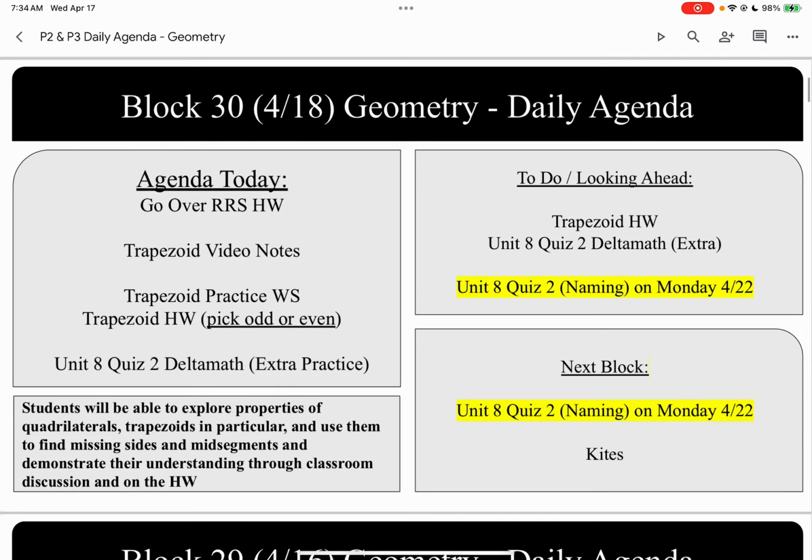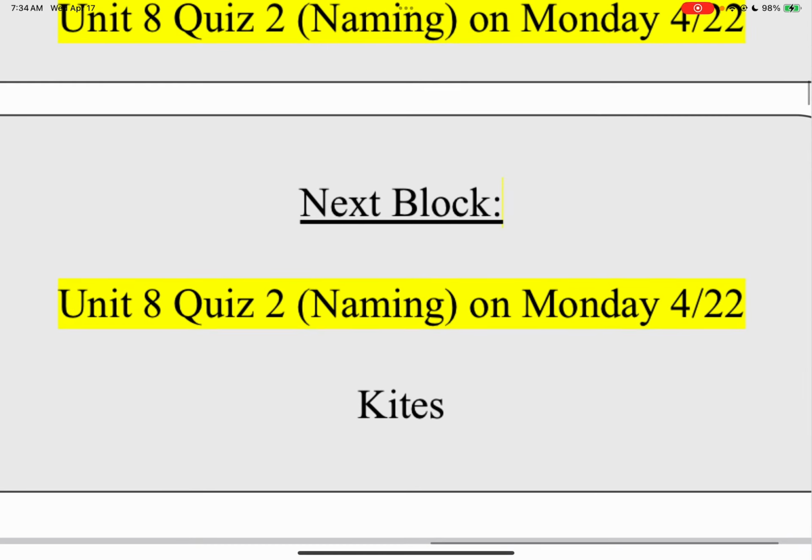because next class, we have a quiz on naming quadrilaterals. So similar to the RRS homework, at least the start of it, where you're given a figure and you need to determine what is the most specific name you can give that figure.